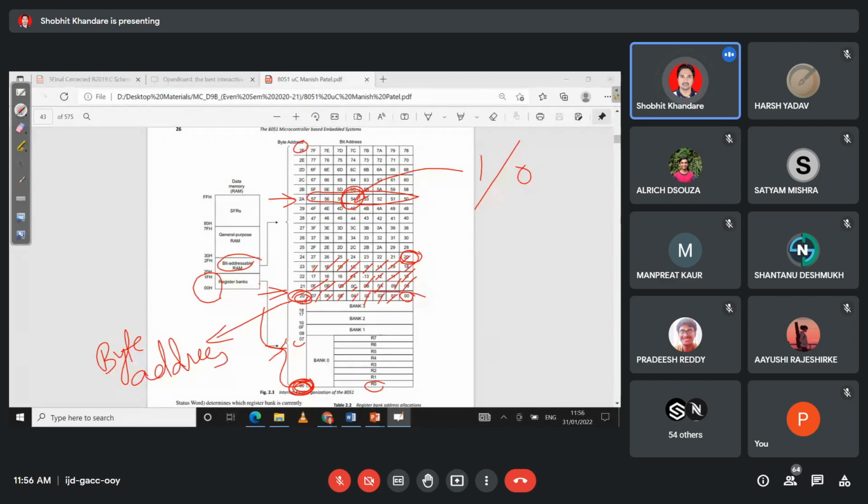Because this gives the address of the whole byte, and this 20 is the bit address. Can I say this 20 is a bit address for the byte address of 24? For the byte address of 24. It means the byte address 24H has its first bit address as 20H. The first bit's address is 20H.